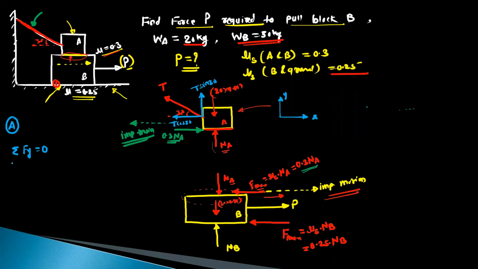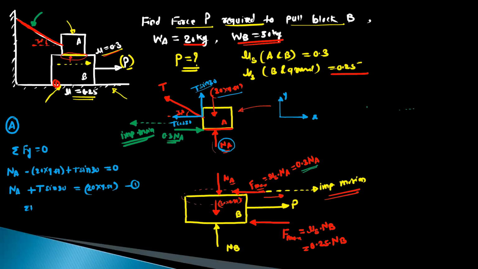For summation Fy, we have the normal reaction NA in the positive Y direction, the weight force in the negative Y direction, so minus 20 into 9.81, then the Y component of tension, so plus T sin 30. This is equal to 0. So from this you can write NA plus T sin 30 equals 20 into 9.81. This is your first equation.